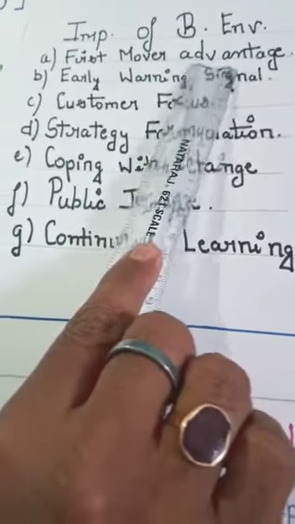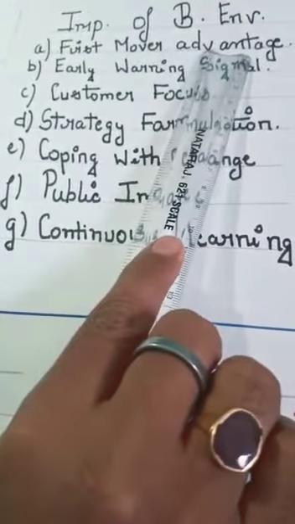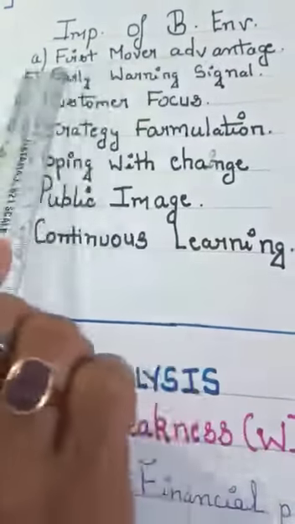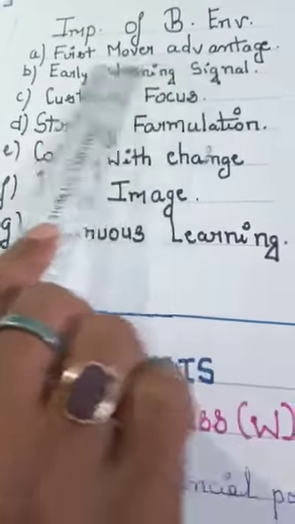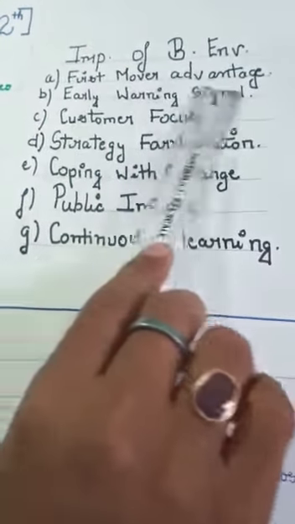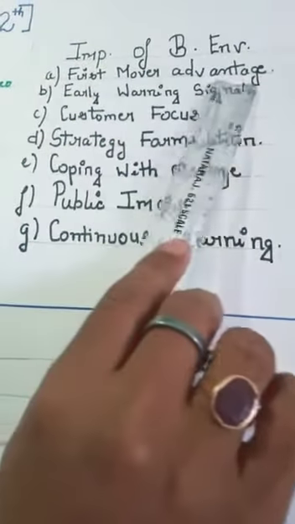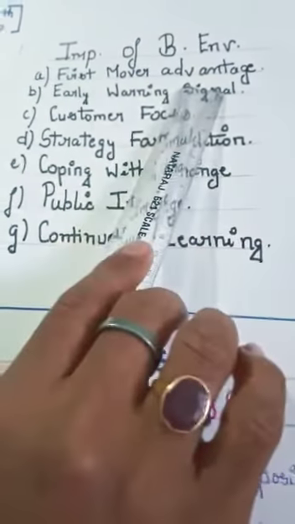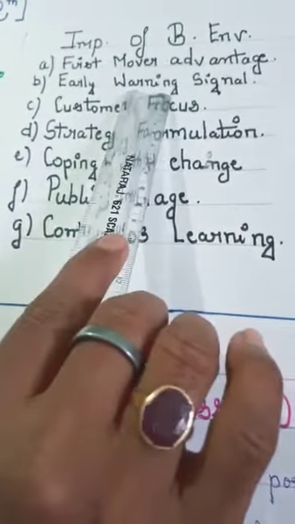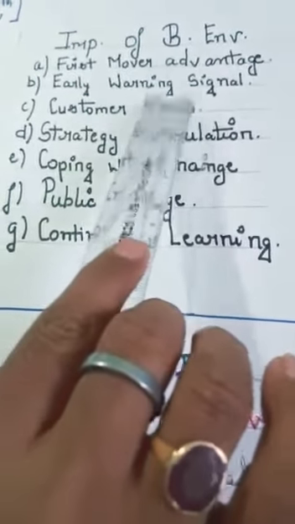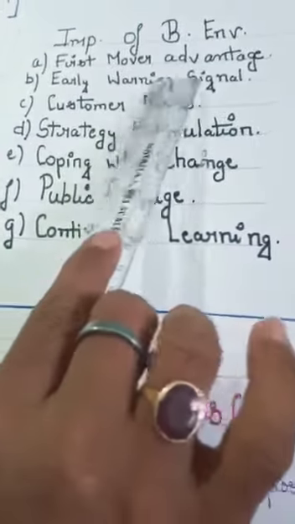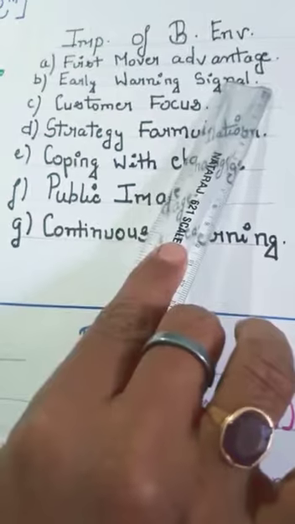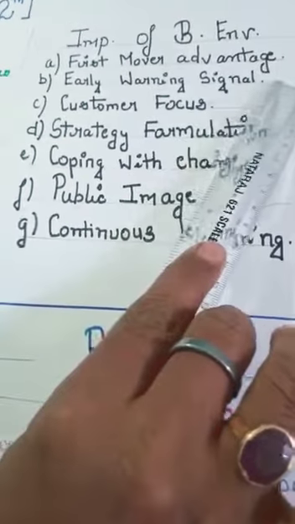They realized the need of the customers, because they understood that the customers need fuel efficient vehicles, and that is why they produced such types of vehicles and captured the market before other competitors came in. So this is a very important factor of business environment, first mover advantage. Those who move first in the market will take the advantage.